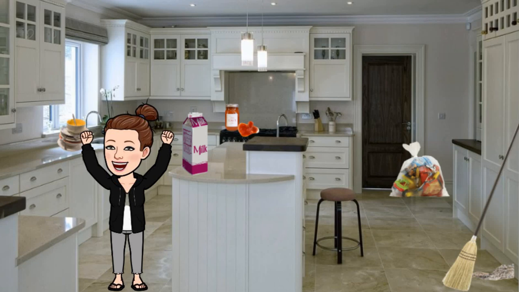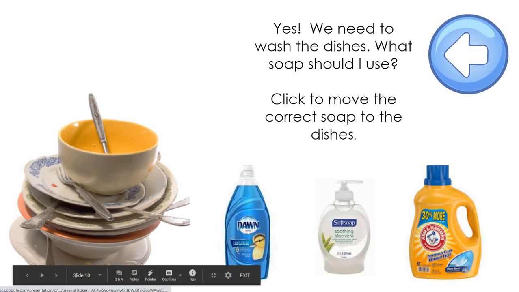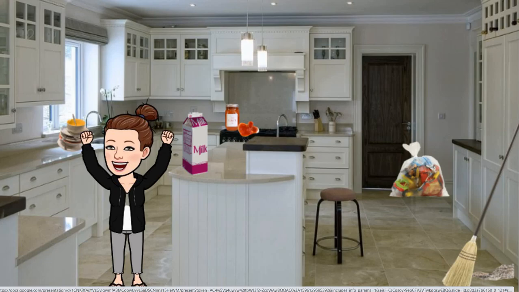But you'll see here different things that they can click on. So we have dirty dishes. We need to clean those up. If they click on the dirty dishes, it takes them to this page. Yes, we need to wash the dishes. What soap should I use? Now they have to click the correct soap to use on the dishes. Obviously, if they click hand soap or the laundry soap, nothing's going to happen. So we want them to click the Dawn soap, and that will be correct. And then they can click the arrow to go back to the kitchen.